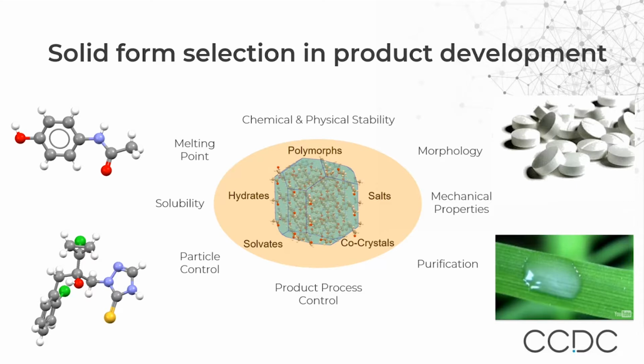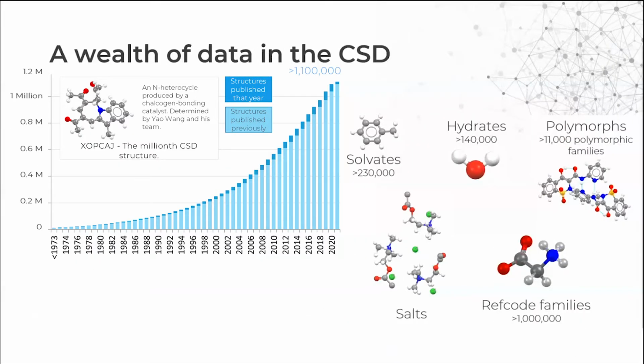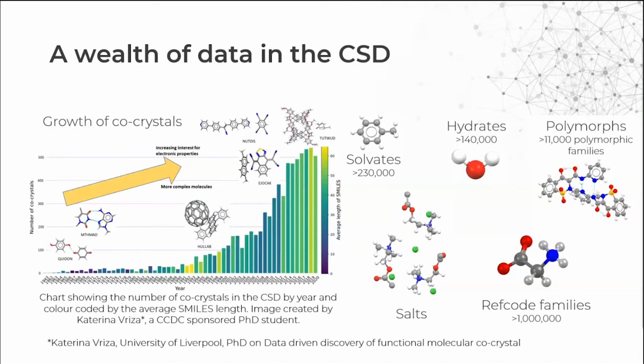point. Luckily, in the CSD, we've got a wealth of information about different forms of structures. For example, different polymorphs, different solvates, hydrates, salts, co-crystals, and we can use this information to give us insights into solid form and solid form selection. So we saw that the CSD now contains over 1.1 million structures. And if we dig a bit deeper, we can see some of the different types of solid forms available.